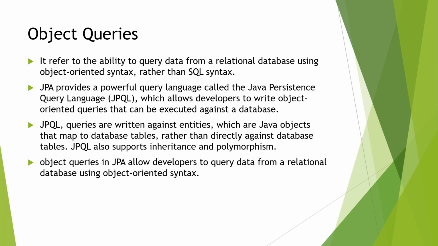JPQL queries are written against entities, which are Java objects that map to database tables, rather than directly against database tables. JPQL also provides support for inheritance and polymorphism. Object queries in JPA allow developers to query data from a relational database using object-oriented syntax. These were some of the important points in object queries.